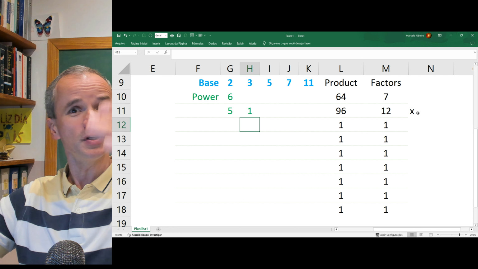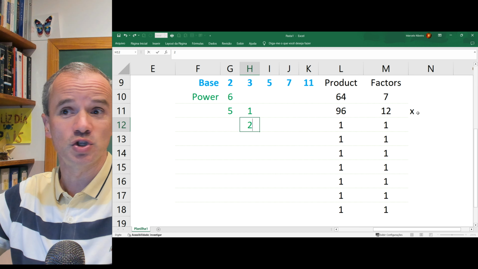Now I would like to increase the powers of 3. Let's try 3 squared.